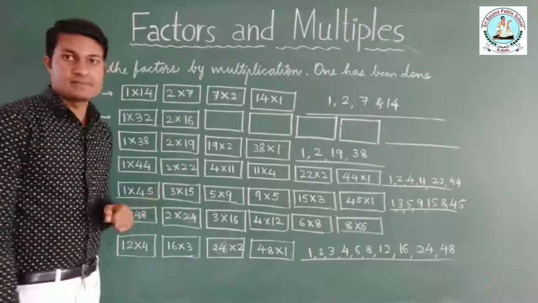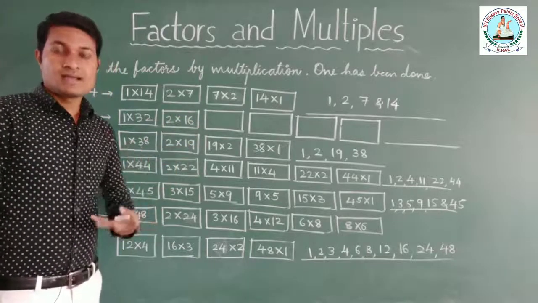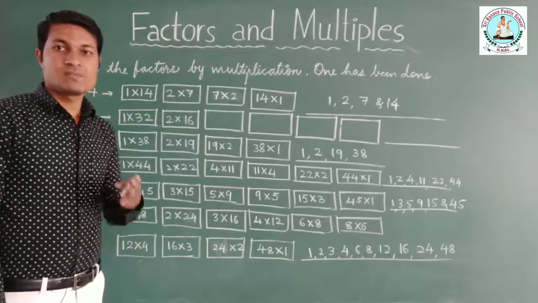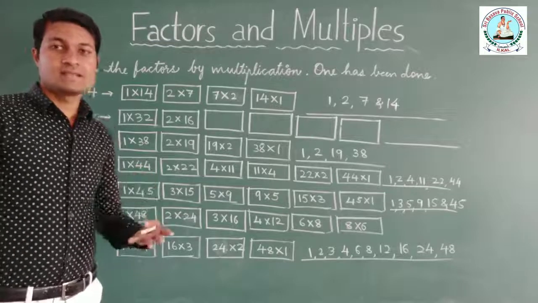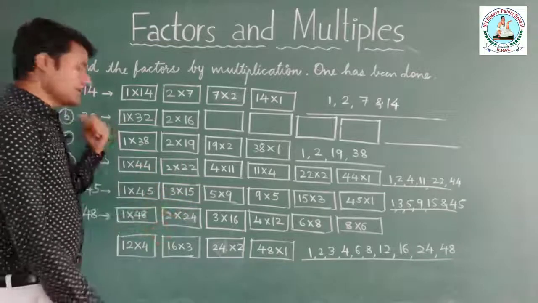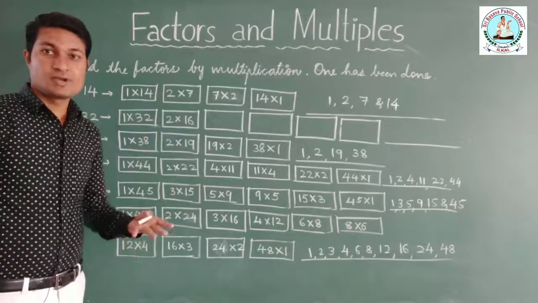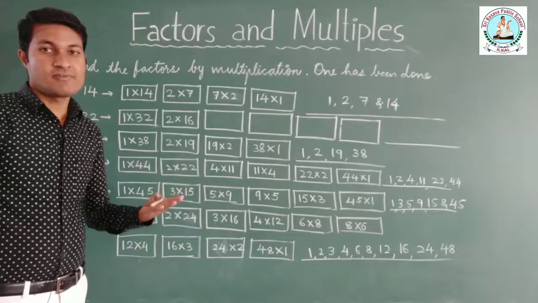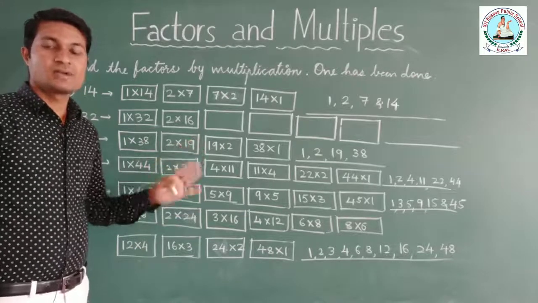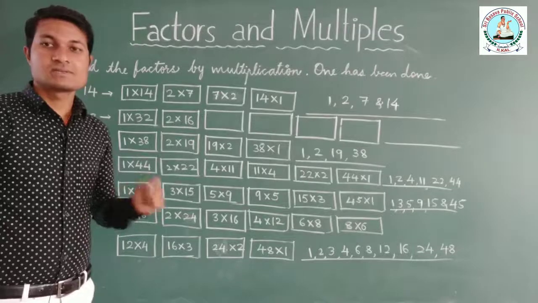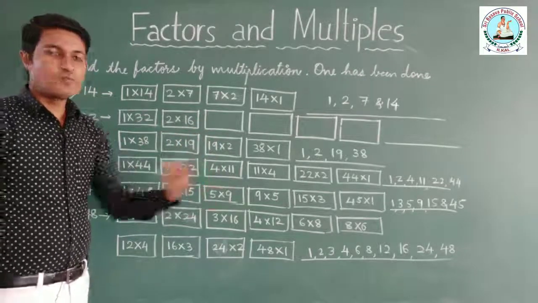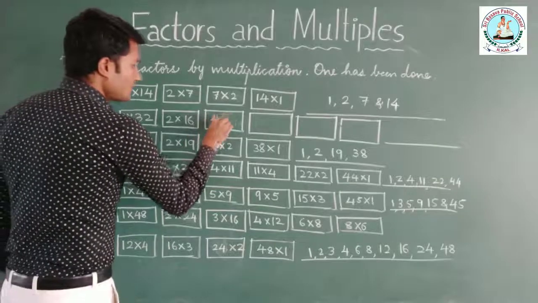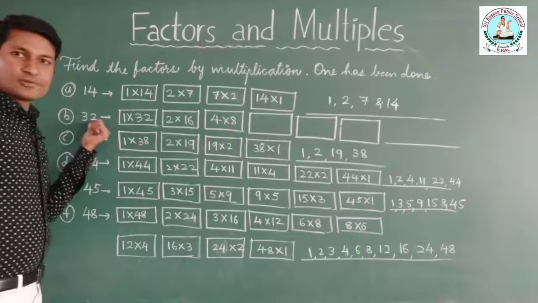Next, take 3 and analyze whether 32 comes in the third table or not. If it is not, then you can easily say that 3 never divides 32, and 32 is not a multiple of 3, or else 3 is not a factor of 32. So right now 32 doesn't come in the table of 3, so you should not write 3 here. Straight away the next table is 4. So 4 times 8 is 32, you know this.